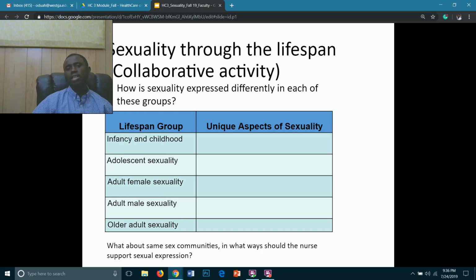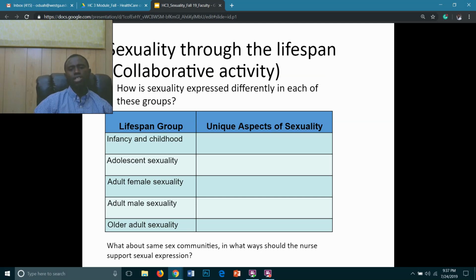The adolescent is at the highest risk for unplanned pregnancies as well as STIs because of trying to find their identity. They might engage in risky behaviors such as unprotected sex, which puts them at higher risk.